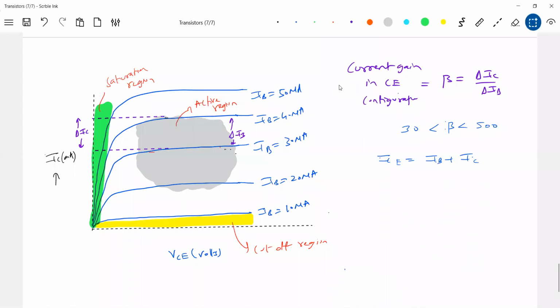IE is equal to IB plus IC. So let me divide. IC by IE, 1 by alpha, 1 by beta plus 1. So alpha is equal to beta by 1 plus beta. Or you can simplify for alpha.